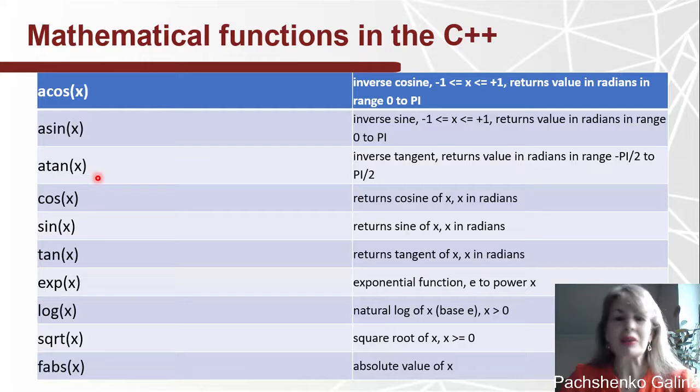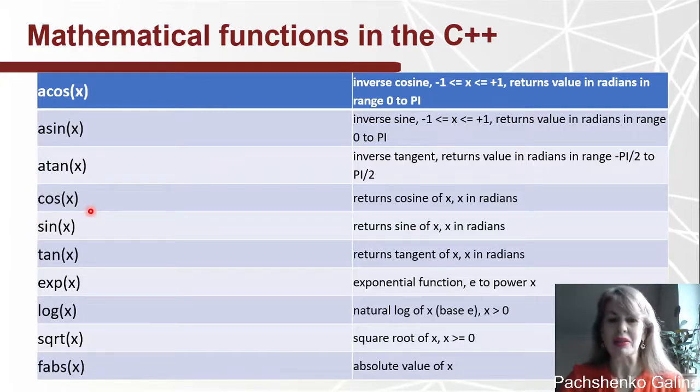This one, inverse tangent, returns a value in radians in the range -π divided by 2 to π divided by 2. Cosine returns the cosine of x in radians. Sine returns the sine of x in radians. Tangent returns the tangent of x, where x is in radians.